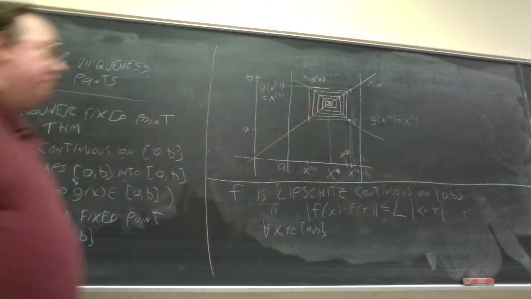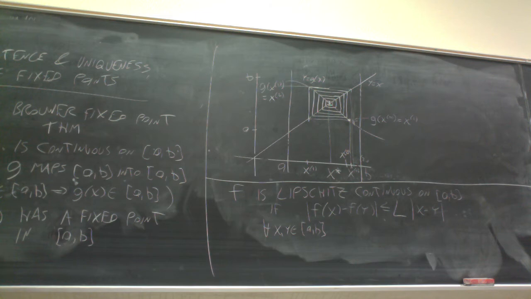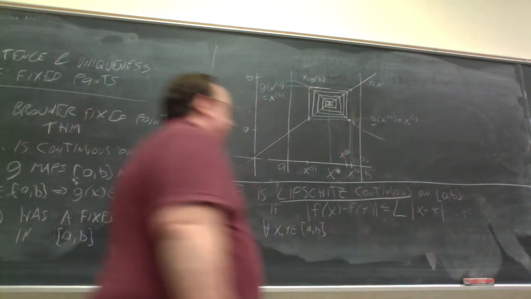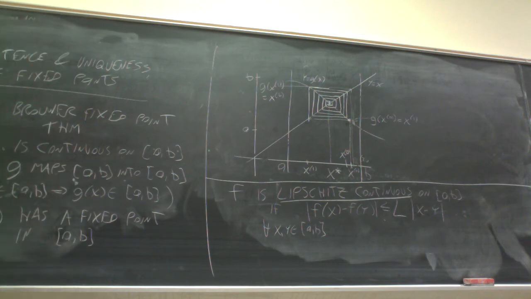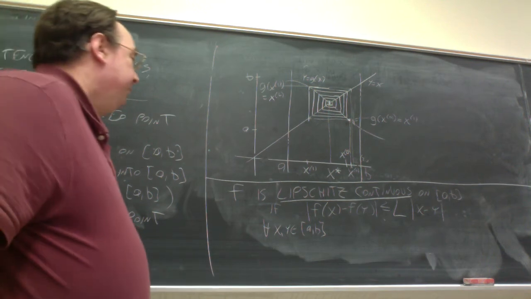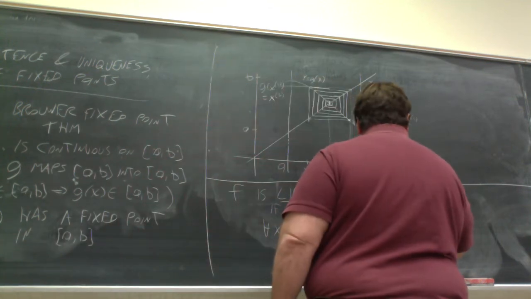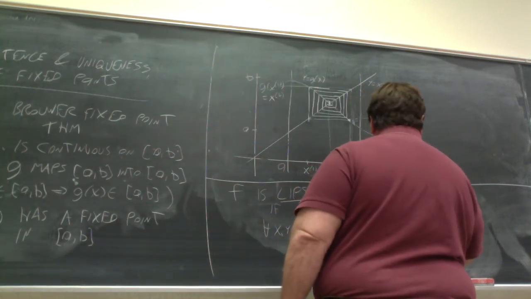Now, any Lipschitz continuous function is also continuous, not necessarily the other way around. So this is like a stronger form of continuity. And the constant L is called the Lipschitz constant.